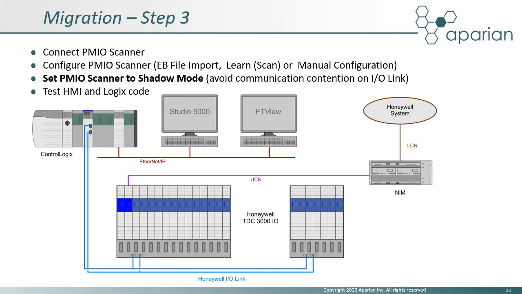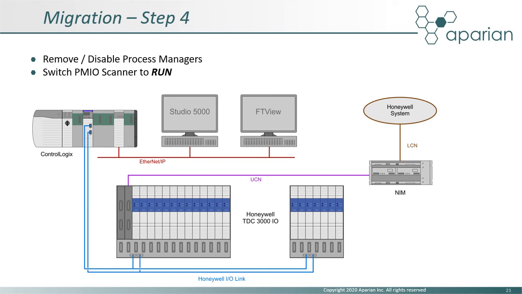We then add a PMIO scanner, configured for the IOPs, and place it in shadow mode. The PMIO scanner is then connected to the existing I/O link network. It provides input and output readback data to the ControlLogix and FTView, which can be useful for testing the new HMI, providing historization, and testing the new Logix control code. At this point, the Honeywell process managers are still controlling the application.